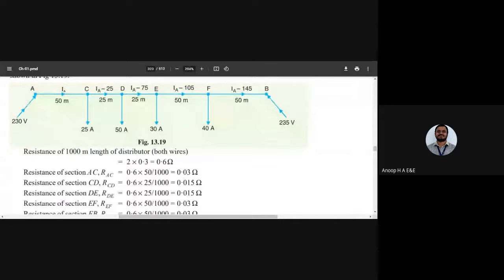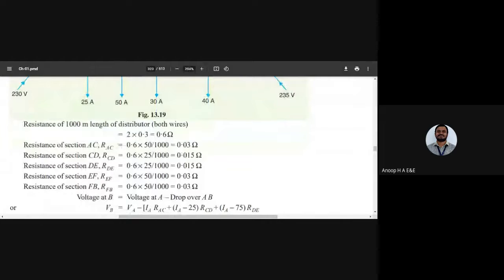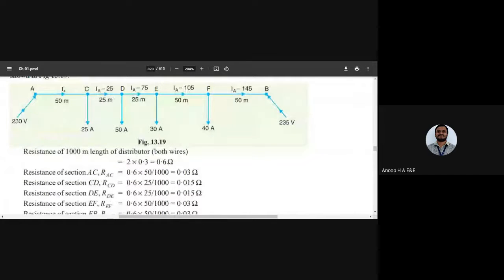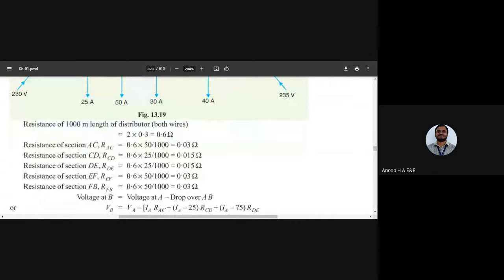Similarly, if you change only the section length, you will get the resistance of all the sections. If you change the section length, that is 25 and 50, you will get the resistance of each section. Chetan, you can make a note of it. The section AC is 0.03 ohm. For CD, you keep only the section length, that is 25, so you will get 0.015 ohm.